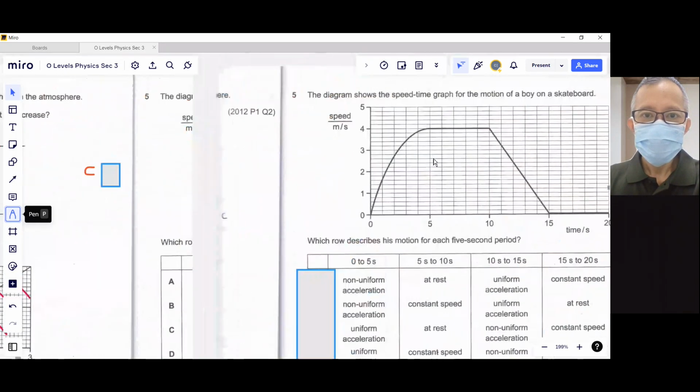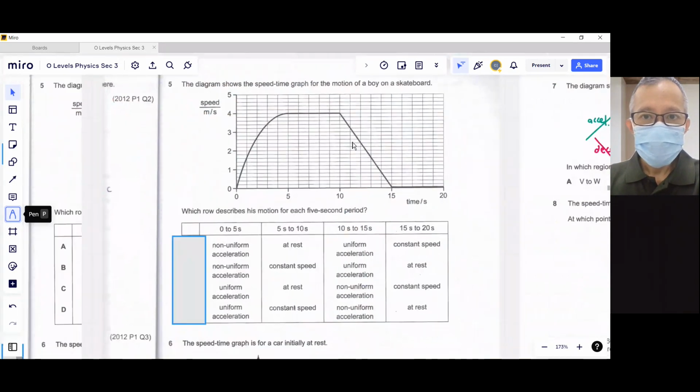Number 5. Boy on a skateboard. Which row describes his motion for each 5-second period? I don't know, can't be bothered to read. Yeah, that's awful. But anyway, answer?